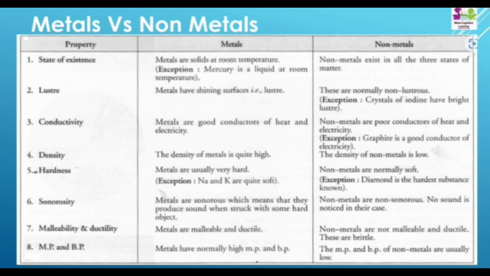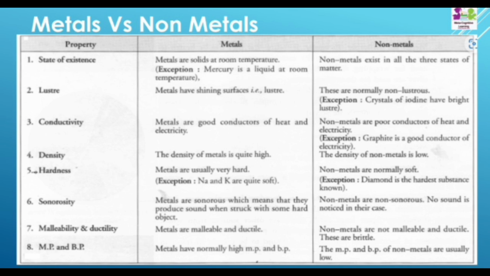Okay, so with respect to the state of their availability, metals are basically solids at room temperature. Most of the metals are available in solid form, with only one exception, mercury. Mercury is the only liquid metal that is available at room temperature. And with respect to non-metals, they are available in all states, primarily in gaseous state, but also in all three states.